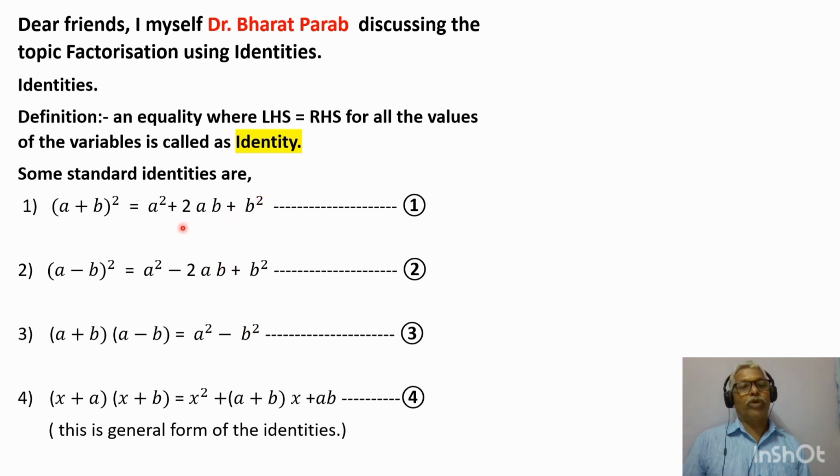Then you will come to know the meaning of this, that this left hand side and right hand side are equal for all the values of the variables. This point is very important. Take any value for a, any value for b, even 0, even 1, and put it in this side and this side. This left hand side value and right hand side value both will be the same. That's the meaning of this. So we go ahead.